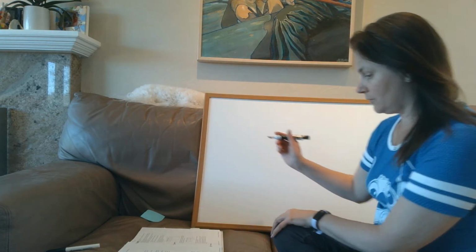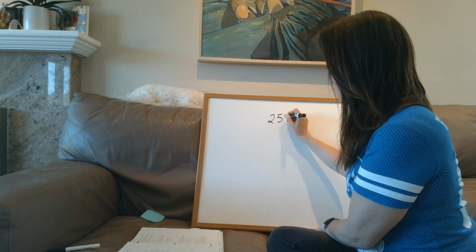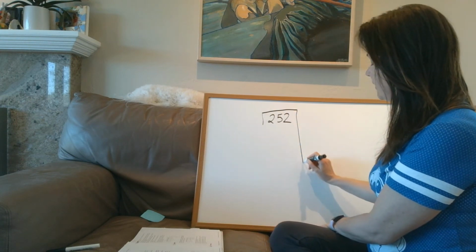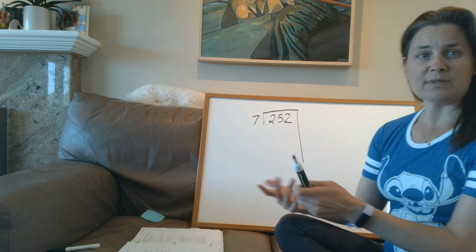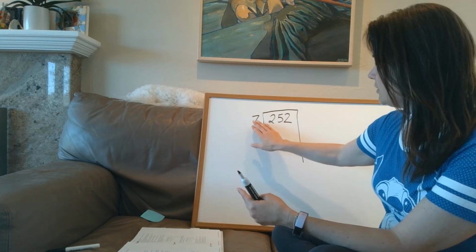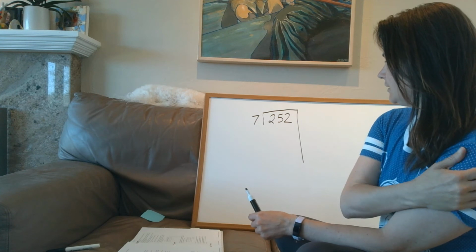This is partial quotients, and I'm going to use a different number. We're going to do 252 divided by, and I'm going to use this symbol here, 7. So if this was an area problem, you'd have a rectangle where one side, one dimension is 7, and the whole area on the inside is 252.